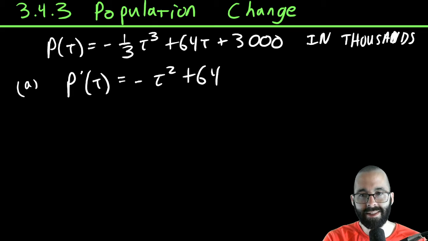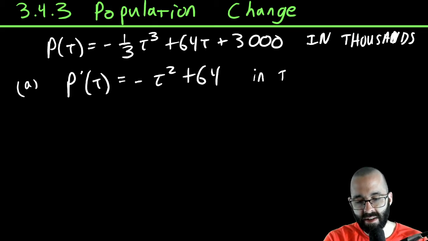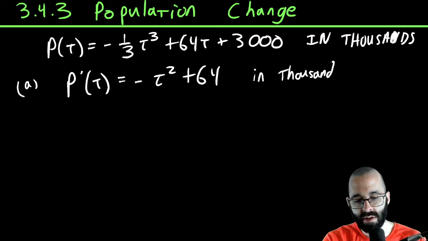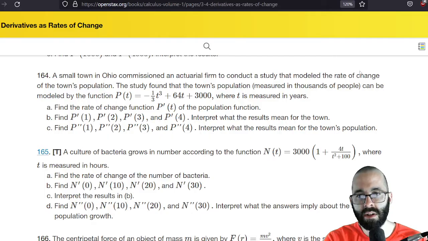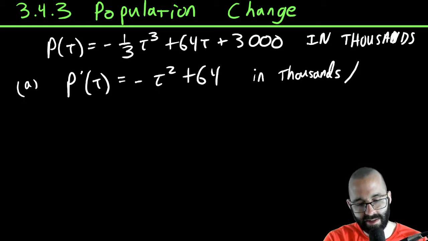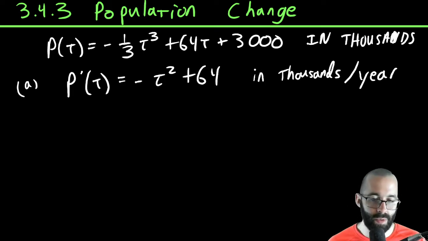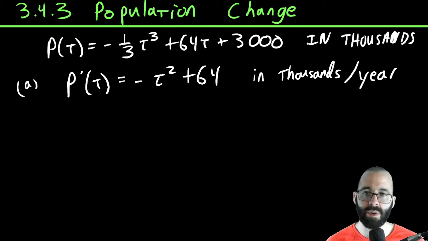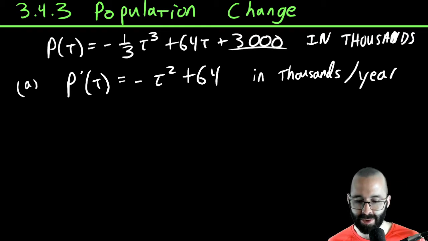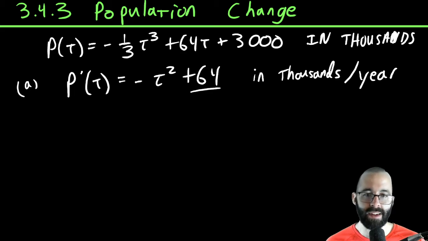And what are these units? This is in thousands of people per year, since t is years. Rate of change is a slope. Rate of change is something per something else. So this is how the population changes in thousands of people every year. Specifically, initially when t is equal to 0, this small town has 3 million people, and it's growing by 64,000 people every year.